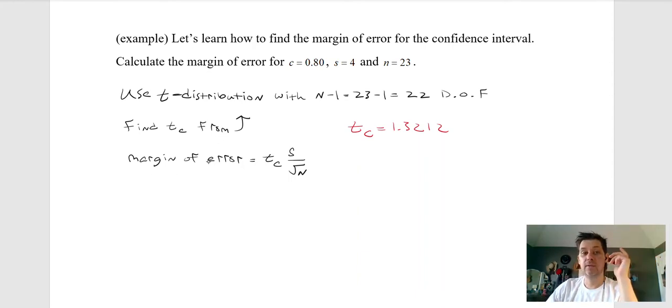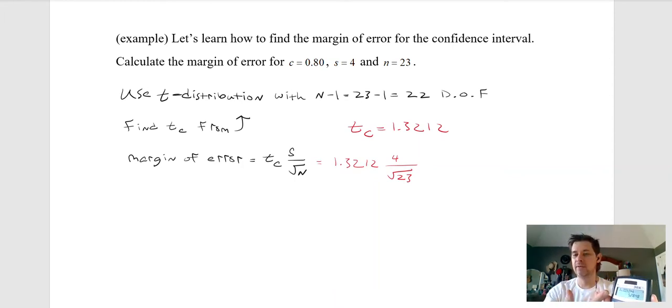Okay. So now I would need to do this. Objective, this problem, calculate the margin of error. So let's see, we'll do 1.3212 times S over root n, so that'd be 4 over root 23. Now I will use my handheld calculator. 1.3212 times 4, and I calculate that result, times 4, and then I divide that by root 23.